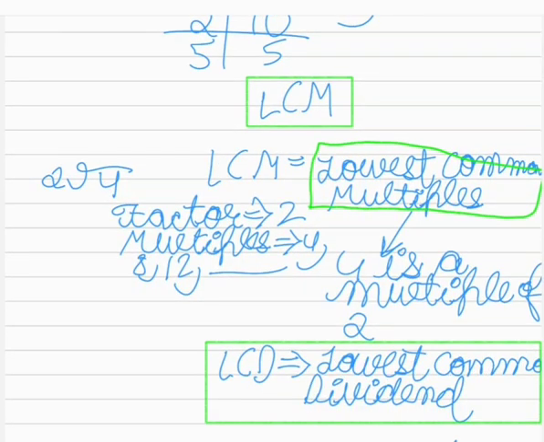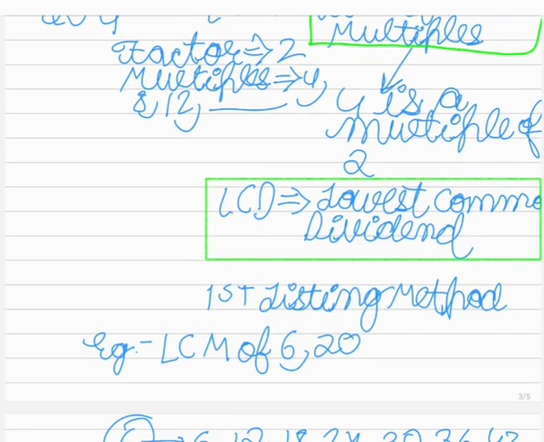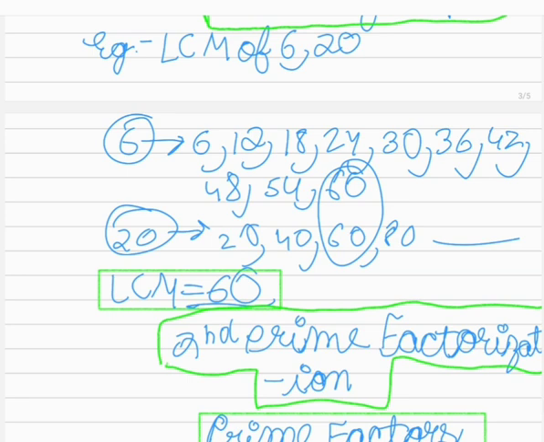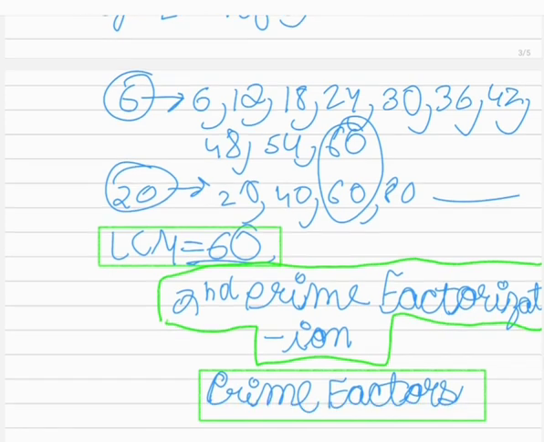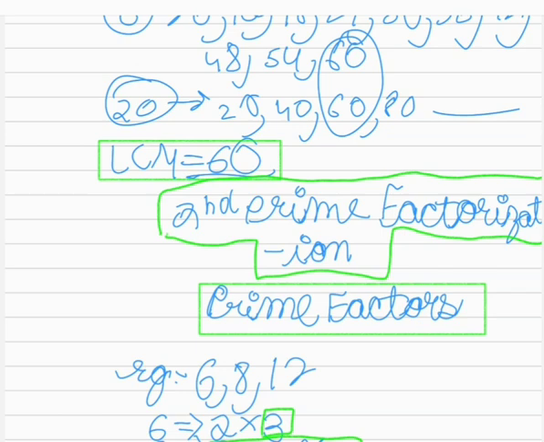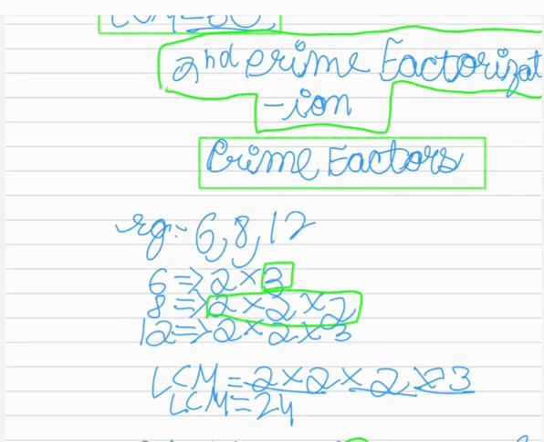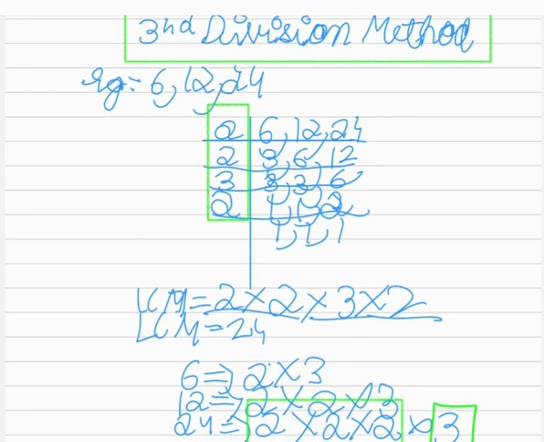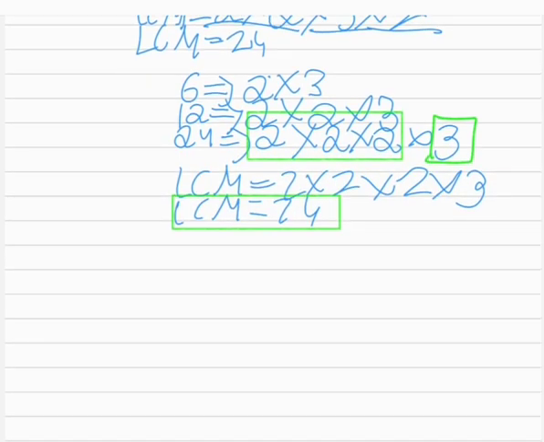In LCM, the full form is the lowest common multiple, and the first method is the listing method. I will highlight it. In the listing method, we list all the multiples, then find the lowest common multiple. The second method is the prime factorization method, in which we write the prime factors and take the maximum number of times the same number appears in them. Then the third method is the division method, in which we divide the numbers with the same common factor. So like this we find the HCF and LCM of the given numbers.